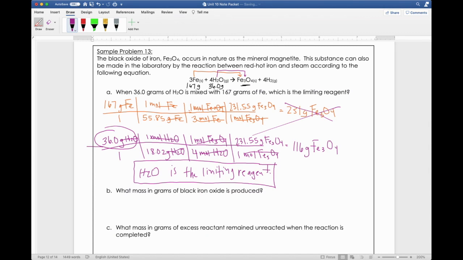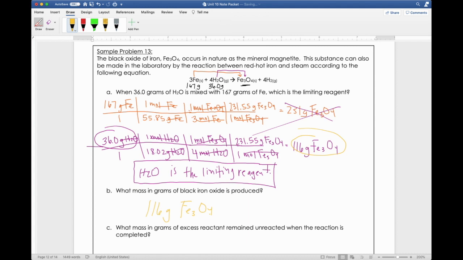B, what mass in grams of black iron oxide is produced? You already did that because look, we solved that up above. Don't make any more work for yourself than you need to. This is the answer. So I'm just going to write 116 grams down below. That's why I like to usually read the whole problem first, because then I don't have to do more work than I need to. If you solved for hydrogen, you'd have to go ahead and do this one again. And why do more work for yourself than you need to?